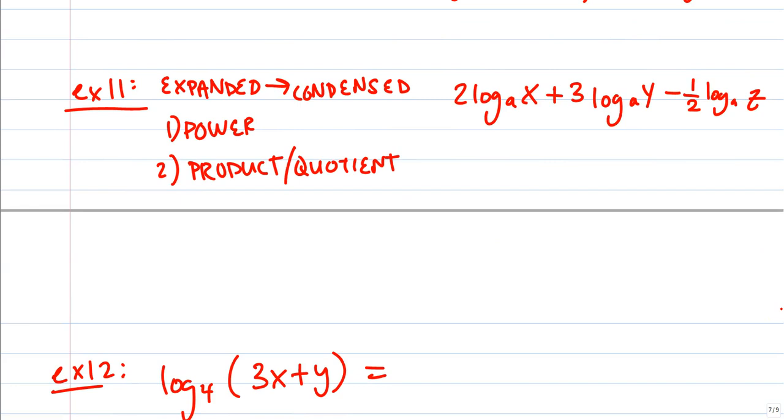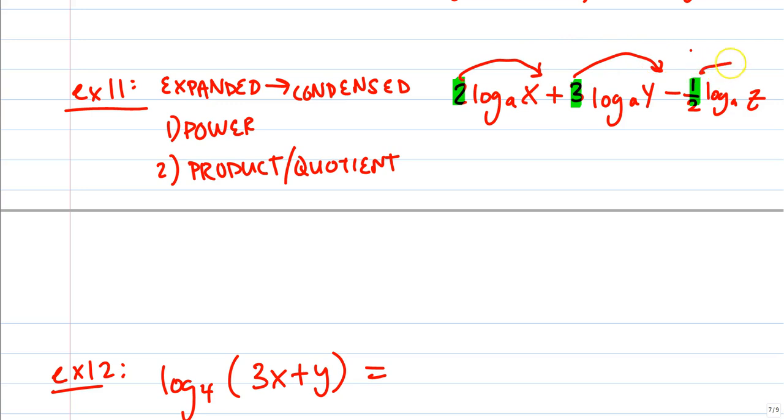Here's one that is expanded. Can we condense it? When I went from condensing to expanding, we started with the product and quotient rule. Here we're going the opposite direction, so we will do the opposite order. I've got to deal with the powers first. You're like, I don't see any powers. But any of these numbers multiplying in the front can be brought up first.